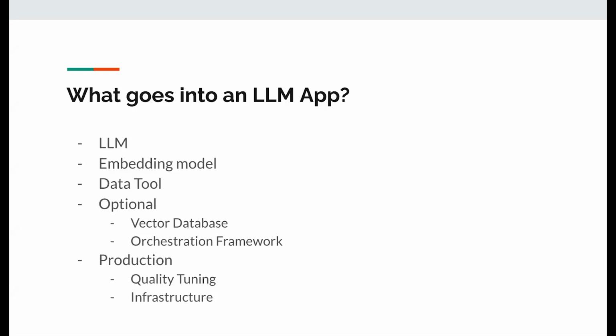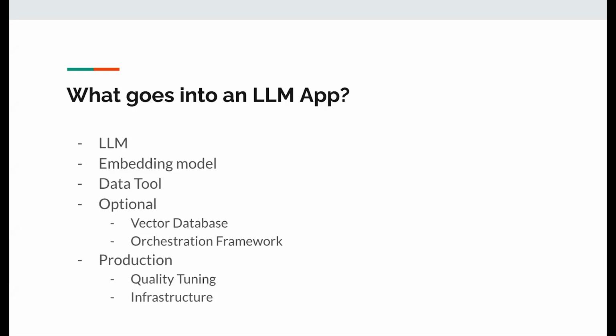Then come the optional pieces that depend on what you're going to build. Vector databases are optional. I don't know if this is controversial or not, but I used to work at a vector database company, so I feel totally confident saying this. If you're building retrieval augmented generation, which is probably the most popular version of an LLM app, then you're going to need a vector database. If you're building something else, then you may not.